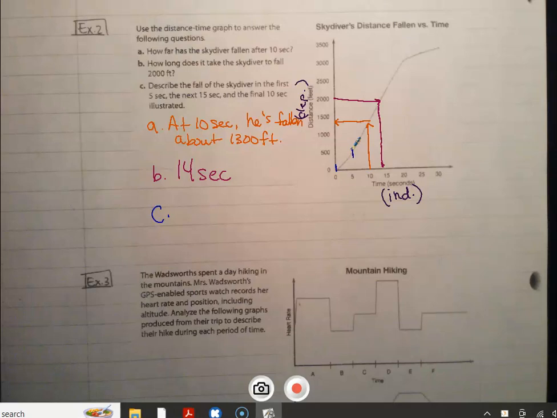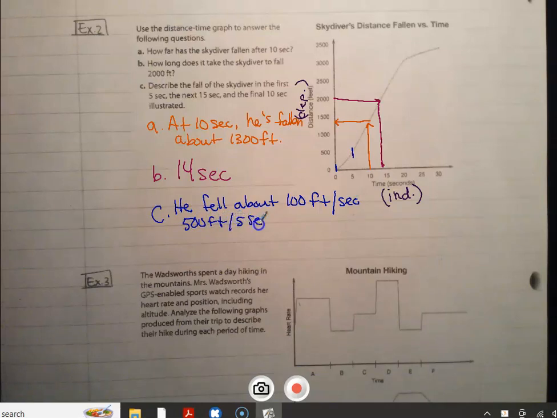All right, they've fallen about 500 feet in about 5 seconds, if I was to look at that. So we could say if it's 5 seconds and 500 feet, he fell about 100 feet per second there, right? Because it was 500 feet per 5 seconds that he fell.